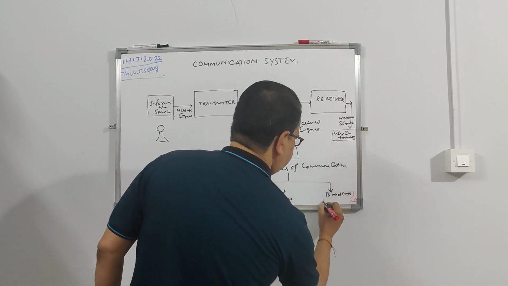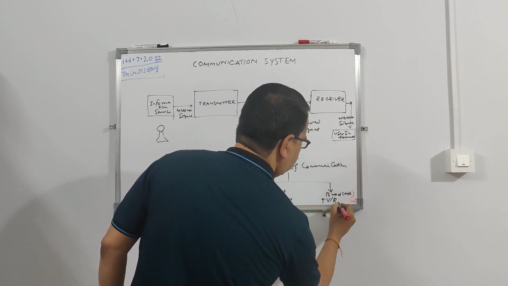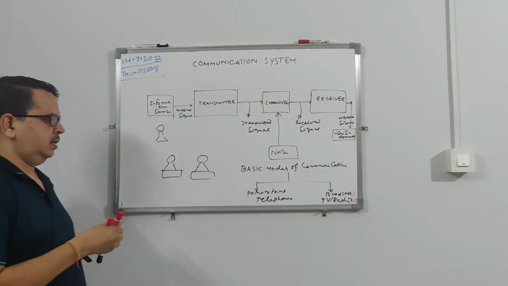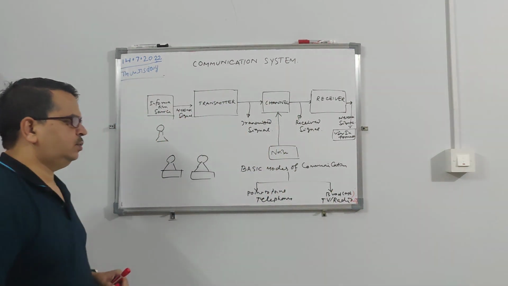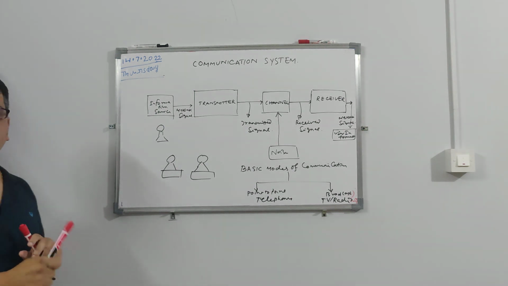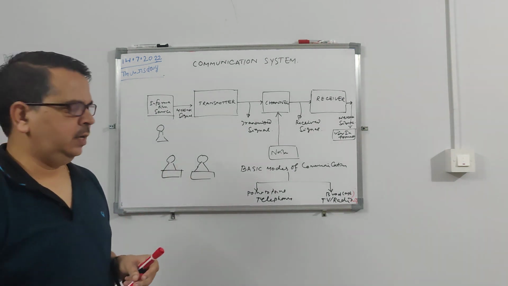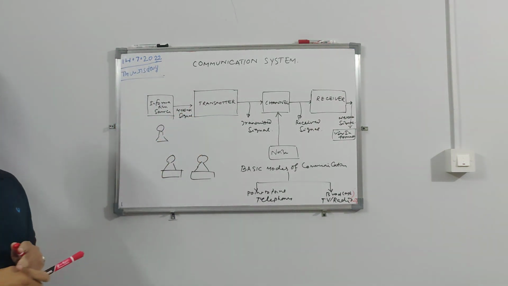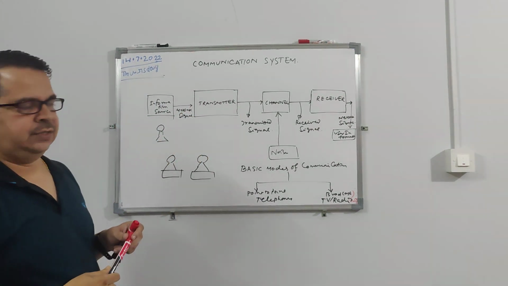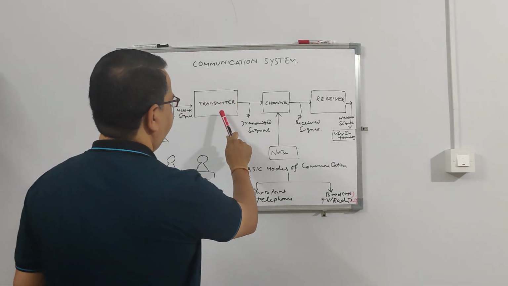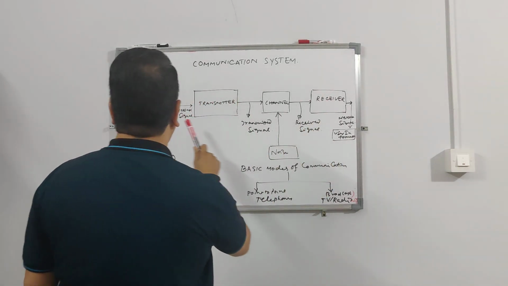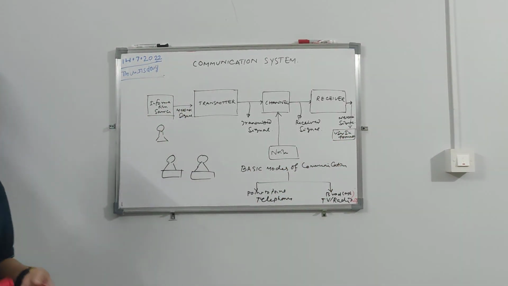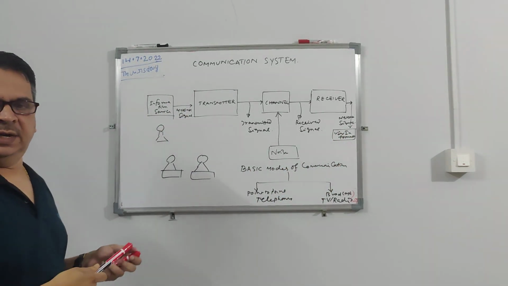Telephony, whereas your TV and radio are all broadcasting. These are the two major basic modes of communication: one is point to point, and another is broadcasting. And what are the different components of a communication system? The major ones are the transmitter, the receiver, and the information source. This is the information that you receive at the end.